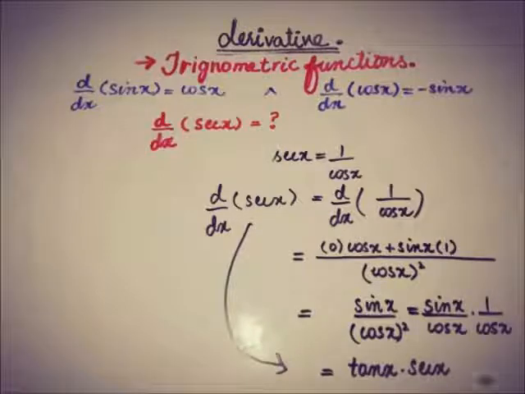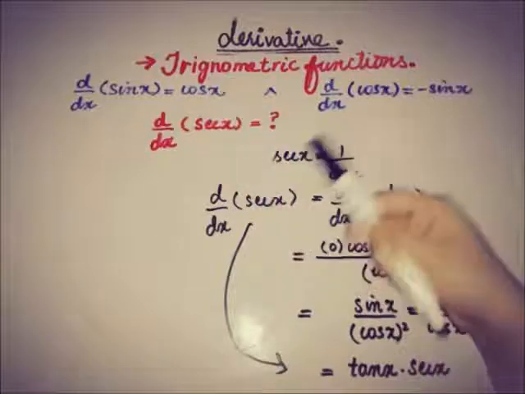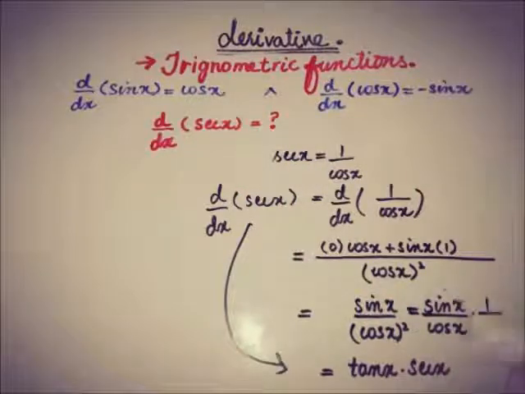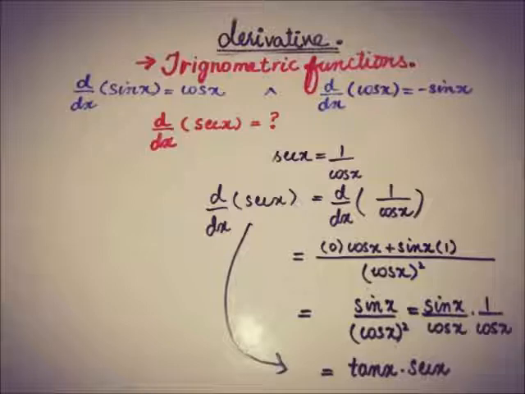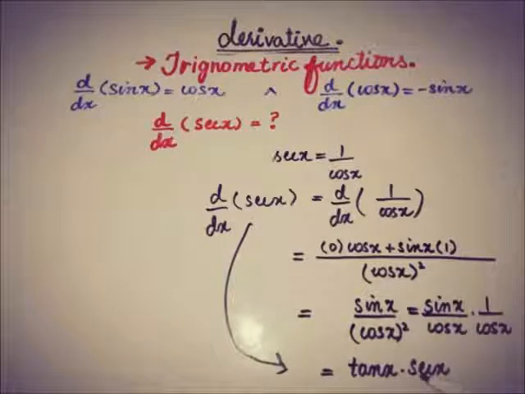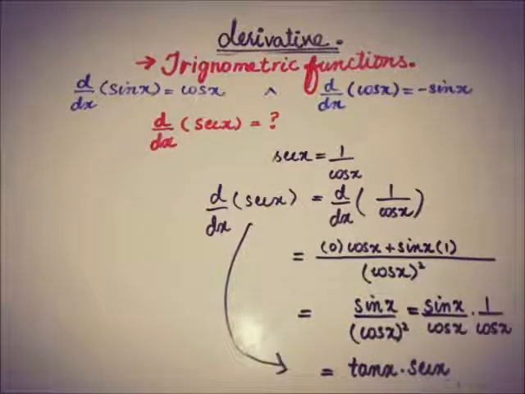So by using the basic rate of change of cos of x and sin of x, we can figure out the rate of change of any other of the four trigonometric identities, that is secant x, cosecant x, tan x, or cot of x. As we have seen here, the rate of change of secant of x is equal to tan x into secant x, and it will make work easier than finding the rate of change of secant of x by using the definition.